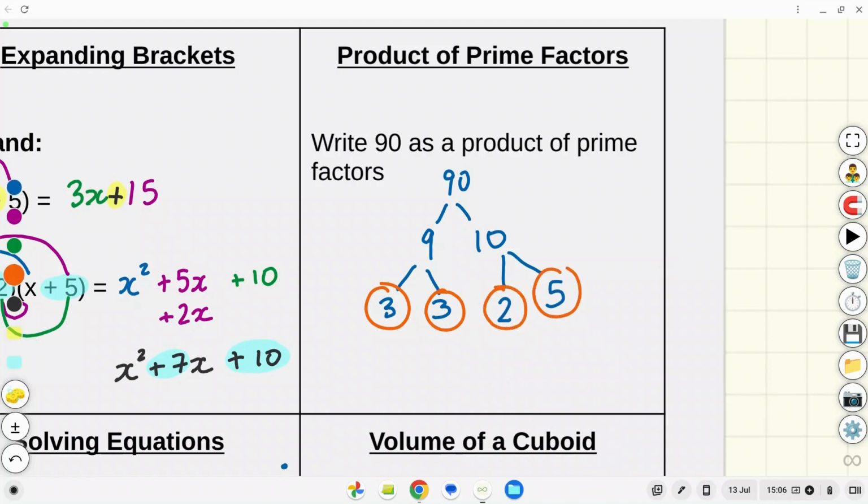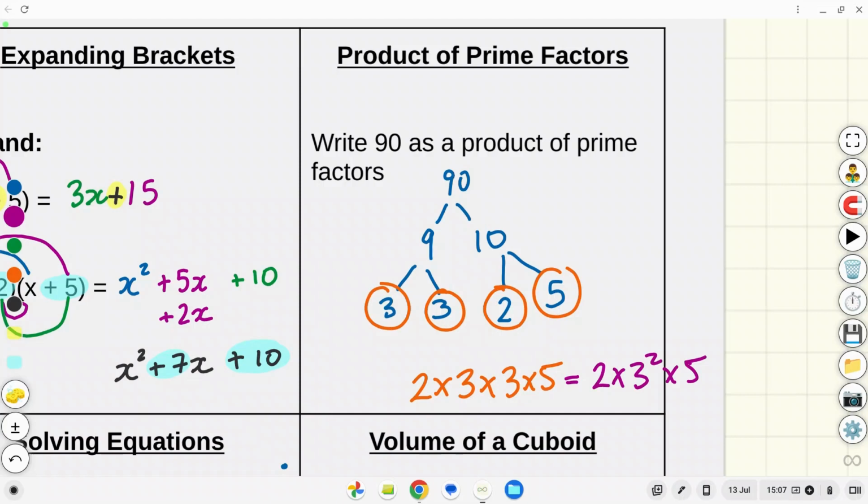And then we're done, because there are no numbers that times together to make 3, to make 2, or to make 5, because they're prime numbers. So we can write 90 as 2 times 3 times 3 times 5. You can even take it a step further and say that's 2 times 3 squared times 5. So that's writing a number as the product of its prime factors.